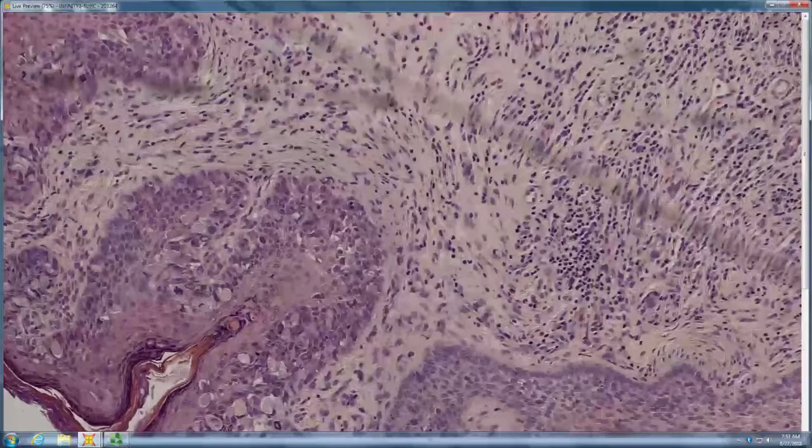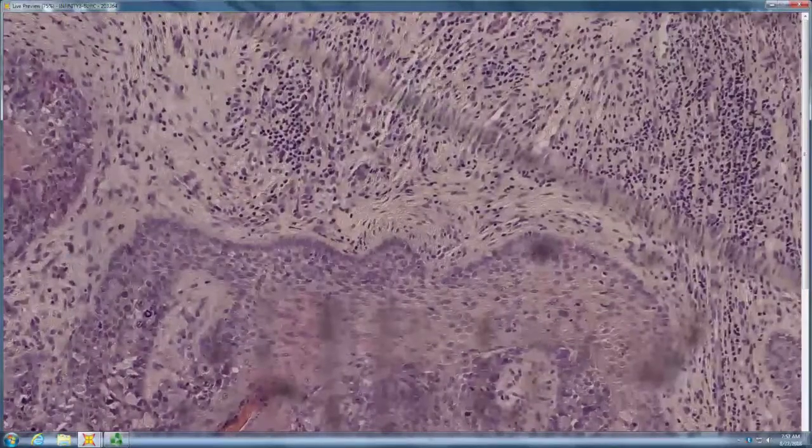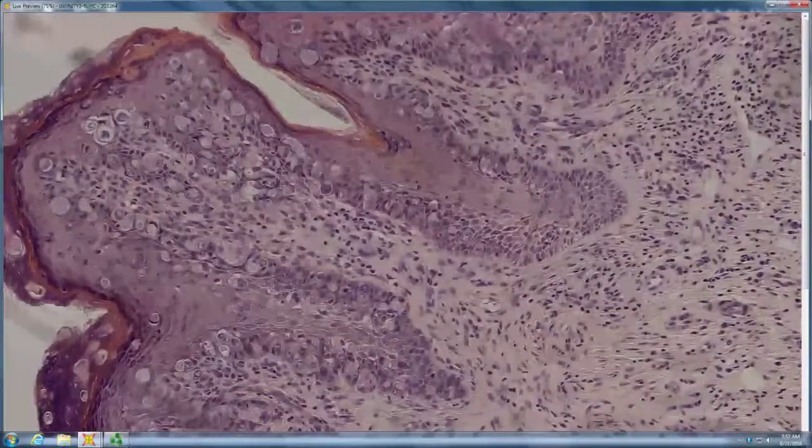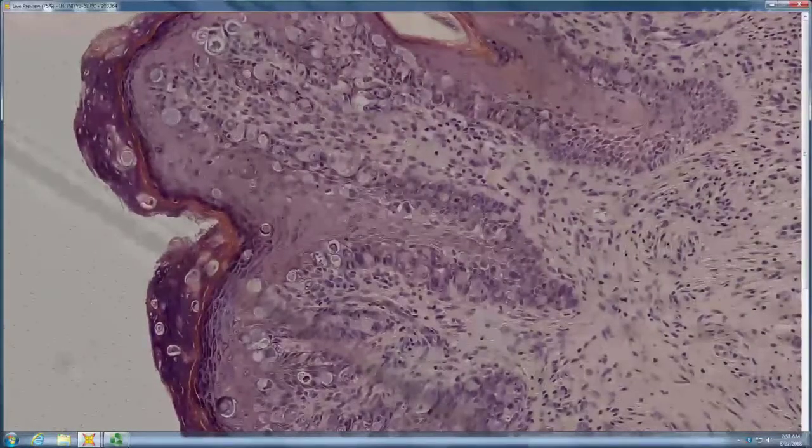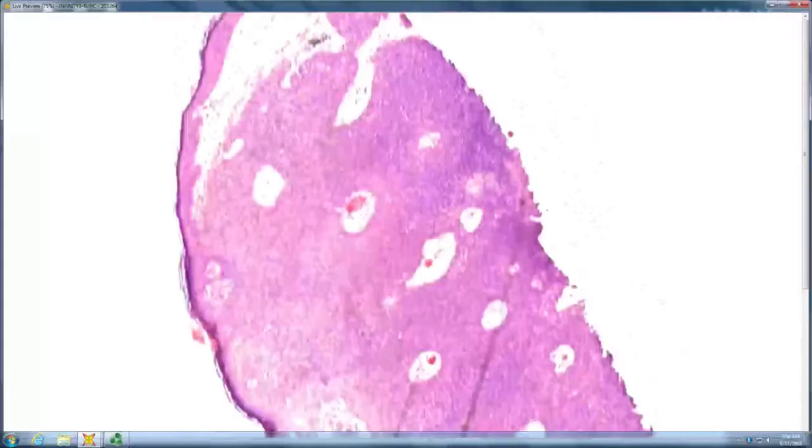I heard pagetoid scatter. Pagetoid scatter of what? Spitting out, crushing the basal layer, so pagetoid scatter of Paget. Poroma. A little bit slow, but accurate.